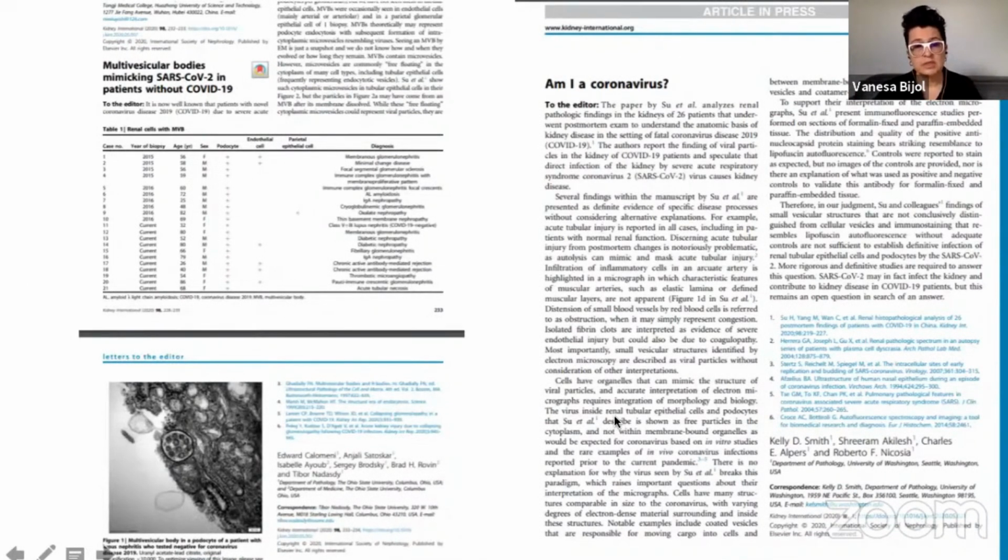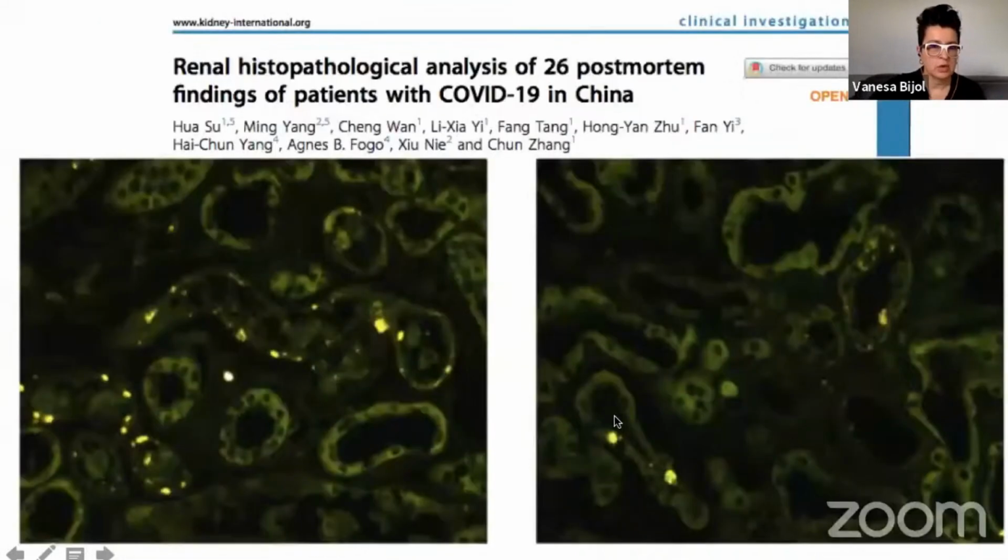But it's really difficult by electron microscopy to pin the virus, because you're dependent really on shape and size only. So other techniques were immunofluorescence, and even in the first published series from China, they actually said that 3 out of 6 cases that were tested by immunofluorescence were positive, and these are their images.